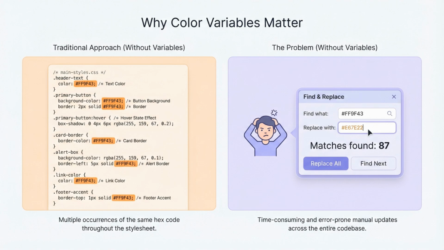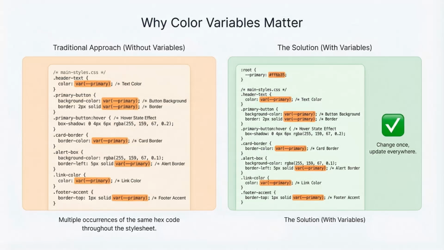So here's a real problem every developer runs into. You pick a color for your portfolio, say a vibrant orange, and you use it everywhere. Text, buttons, borders, hover effects. Then later, you decide you don't like it. Now you have to hunt down every single place you use that color and change it manually. That's tedious, error-prone, and completely avoidable. The solution is CSS variables, also called custom properties. Instead of writing the same hex code over and over, you define it once at the top, give it a name, and then reference that name everywhere.